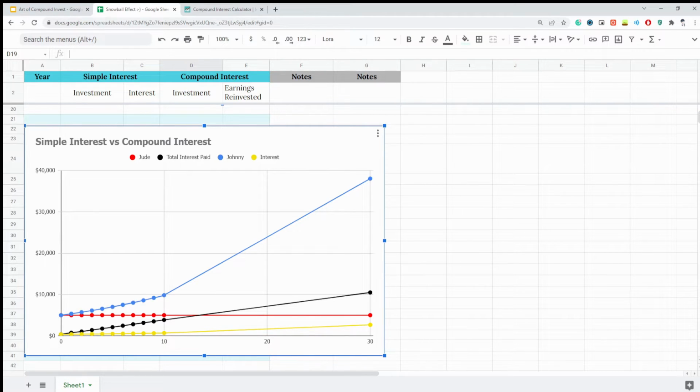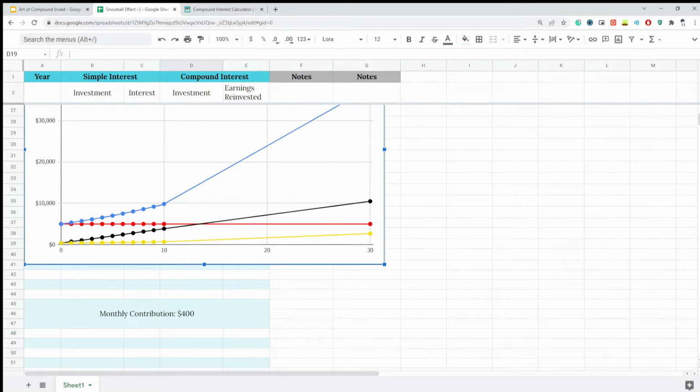Johnny, on the other hand, his interest paid does not increase as much because it's reinvested. So if we look at Johnny's graph over here, look at the compounding that is occurring. And from 10 to 30, we could really see the drastic effect of the compounding interest. So by the end of year 30, $38,000.